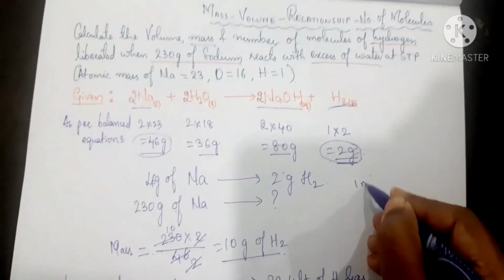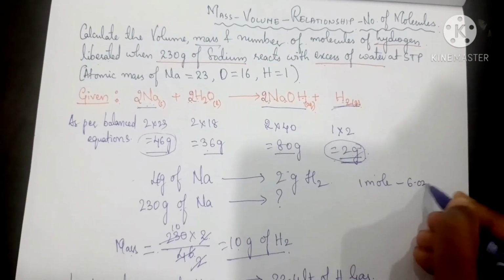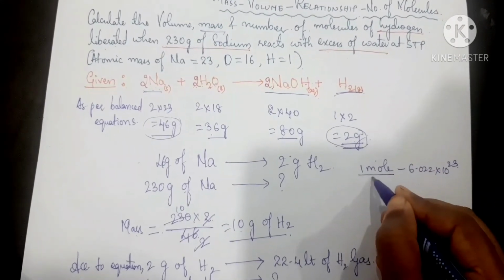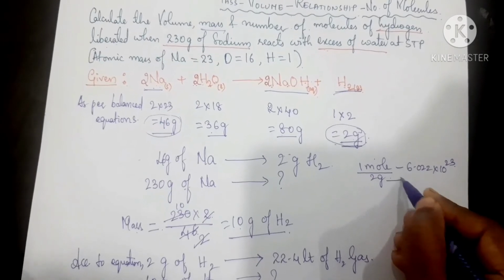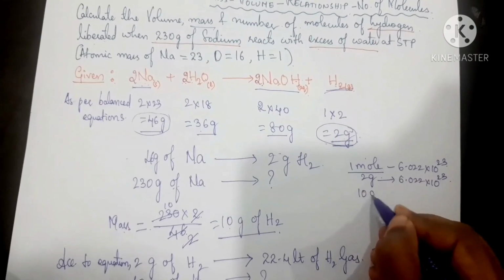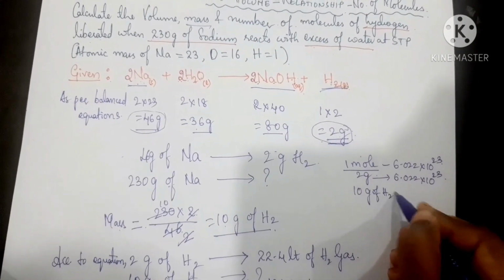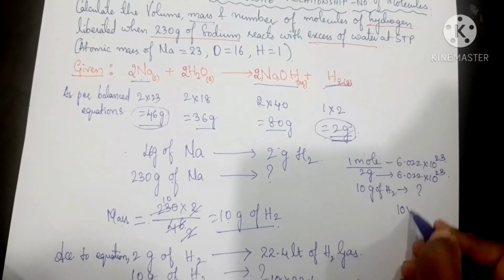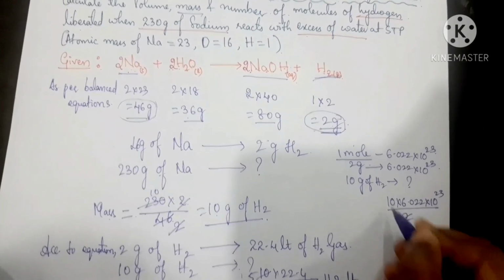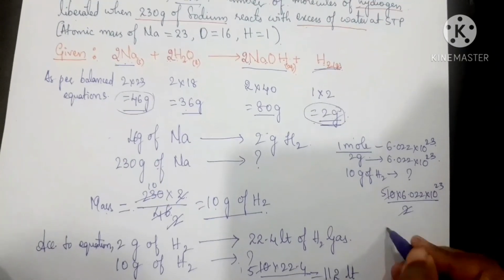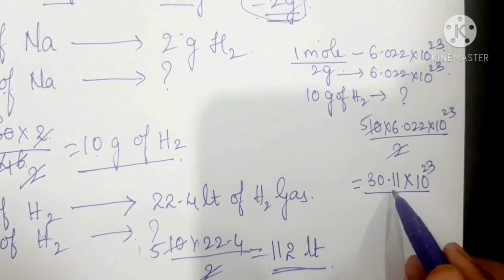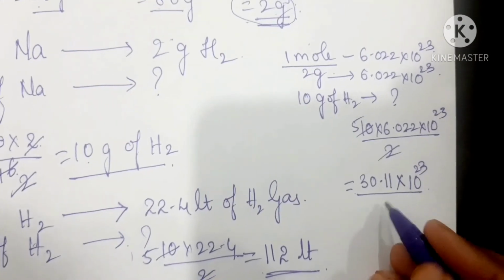As you know, 1 mole is Avogadro number, that is 6.022 into 10 to the power of 23 molecules. And 1 mole is how much here? 2 grams. 2 grams is 6.022 into 10 to the power of 23. But the question asks about 10 grams of hydrogen, how much? Just multiply: 10 into 6.022 into 10 to the power of 23 by 2. 2 ones are 2, 5 sixes are 30, so 30.11 into 10 to the power of 23 molecules.